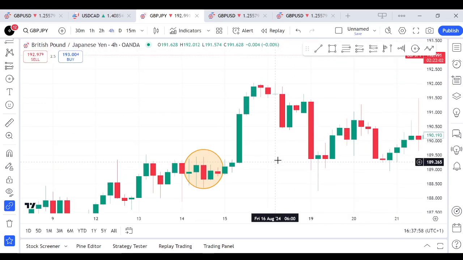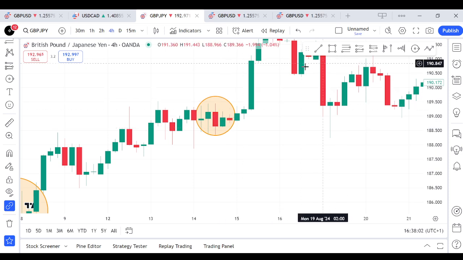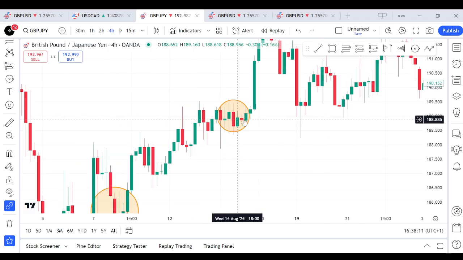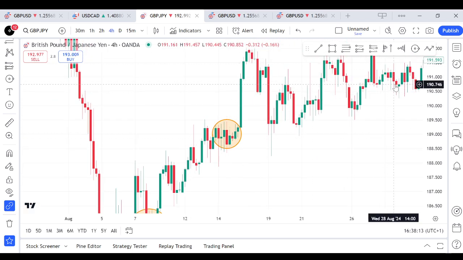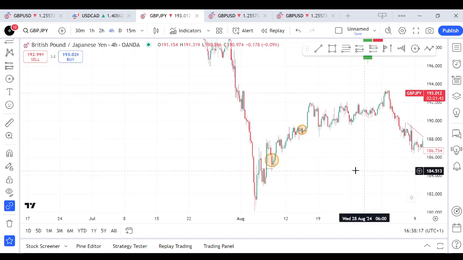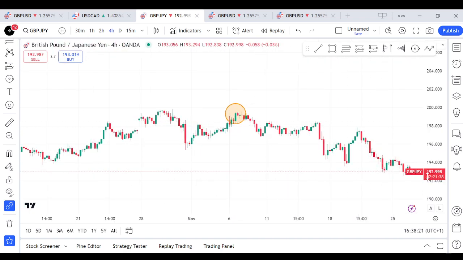Here's another one. This is the harami pattern we are talking about right now. This is a bullish harami pattern where we had this red candle followed by this small bullish candle that fits entirely into the red candle's body and gives us a push. We had that before this push to the upside, and that is how you can use the harami in your trades.